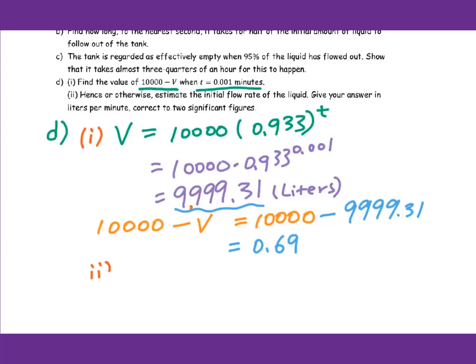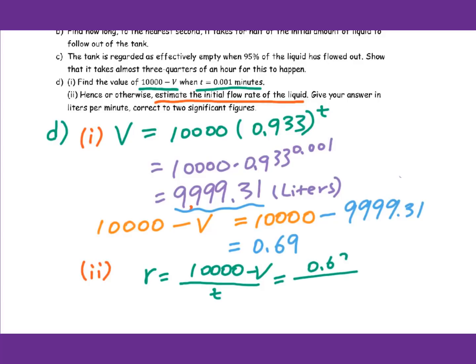Second question. Hence or otherwise estimate the initial flow rate of the liquid. As we know, the initial flow rate of the liquid R equals original 10,000 minus V over the time. Then we plug in here 0.69 over 0.001. You will get 690. That will be liters per minute.